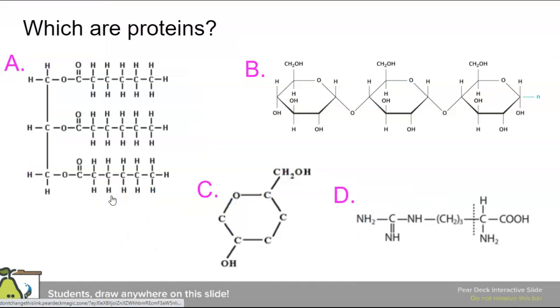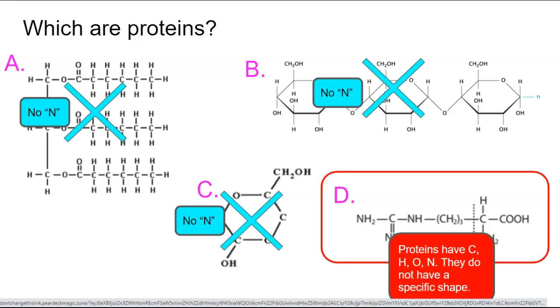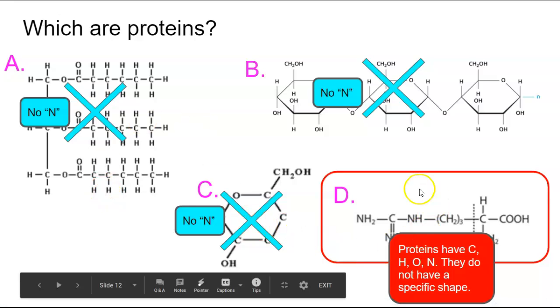Now you try. Take a look at these. Which of them have CHON for protein? And tell me, how many of these are proteins? All right, only one. This guy down here has CHON, okay?